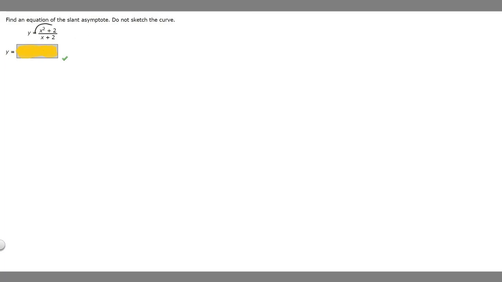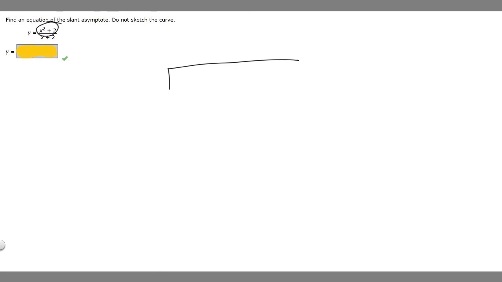You have a slant asymptote when the highest degree of your variable on top is greater than the bottom. So in this case we have a 2, in this case we have a 1, so we know that we have a slant asymptote. So now let's just find it. What we're going to use is polynomial long division.